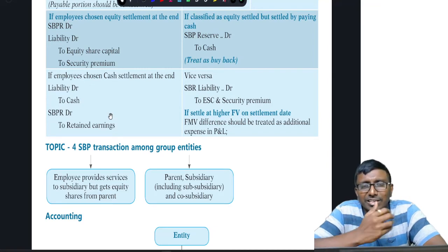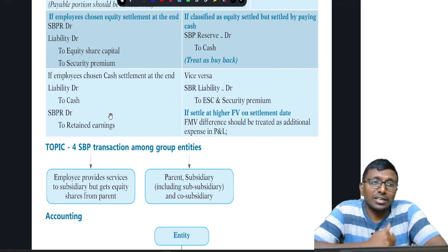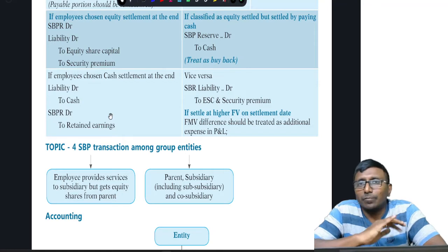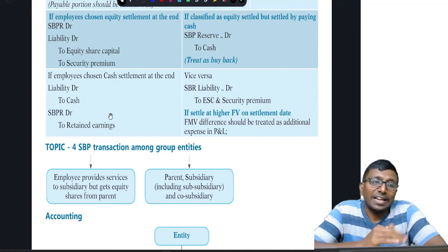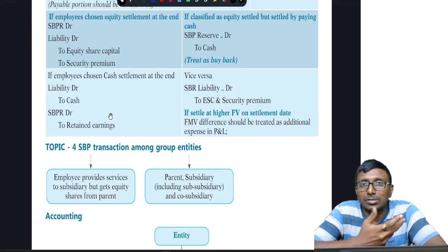SBPR account you have already, SBPR account debit. Correct. Now, the liability account you have also created, that also is debit. And to equity share capital and to securities premium will clear it off. Or if you are supposed to pay cash to them, okay, fine. Then liability account debit to cash, and SBPR account is there. Correct. Now, the SBPR account will be transferred to retained earnings. We will be transferring.